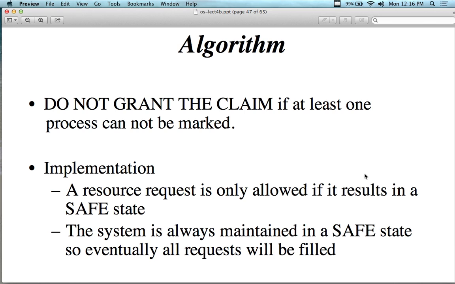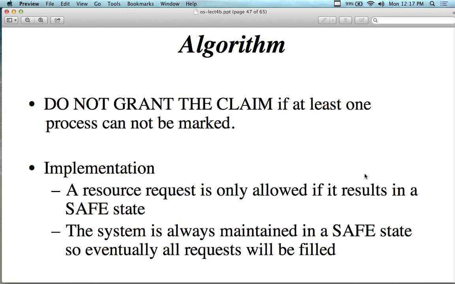And do not grant the claim if at least one process cannot be marked. So you check all of them. It's kind of like how people pay bills. They go, I have so much money. If I pay this one, this one, and this one, and this one, they'll all clear. This one over here is a problem. We'll put him over here for right now. We'll wait for the next check to come in, then we'll pay him later.